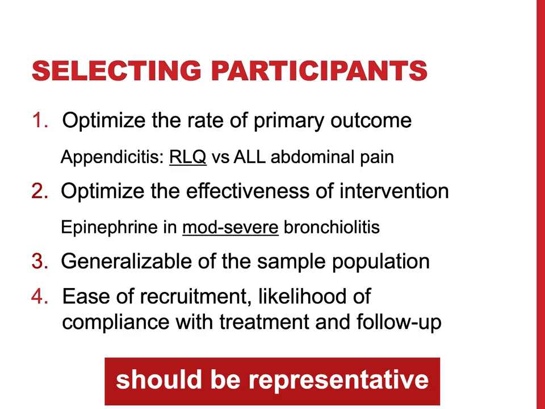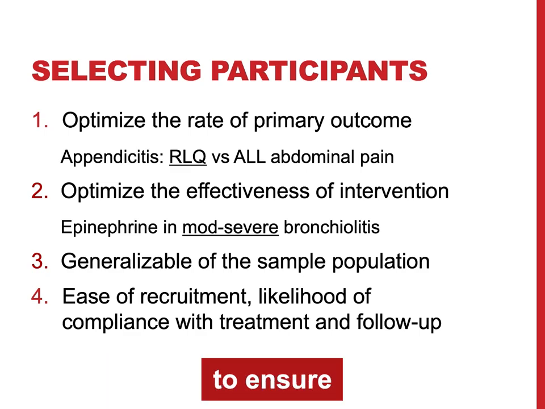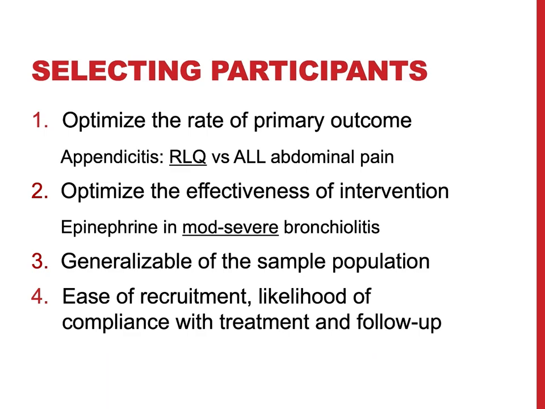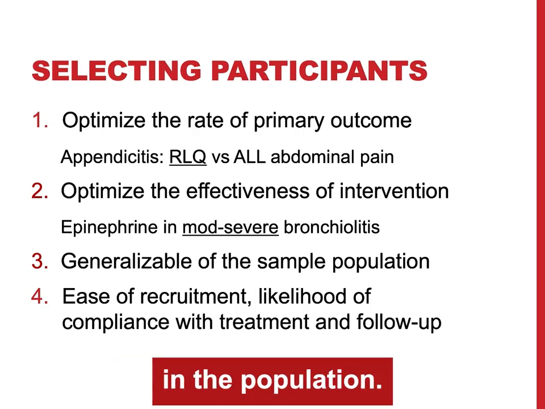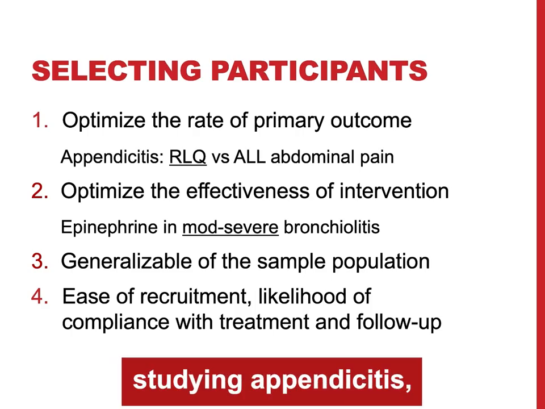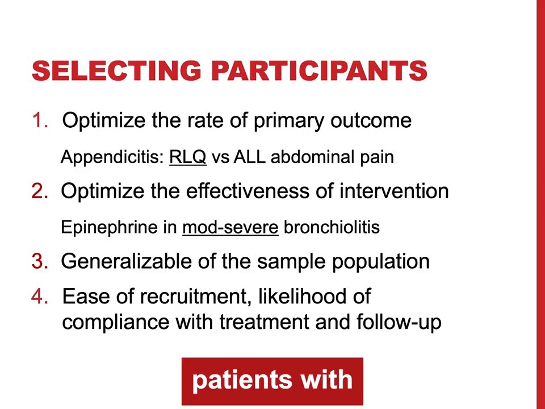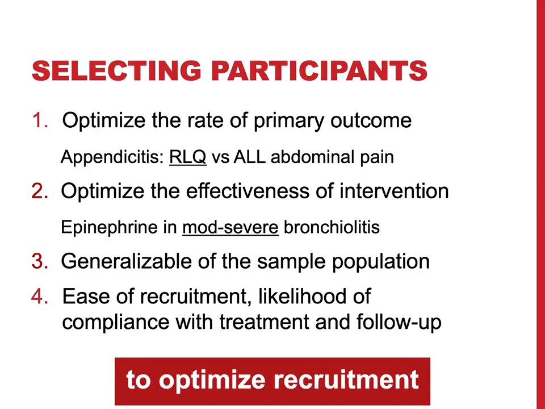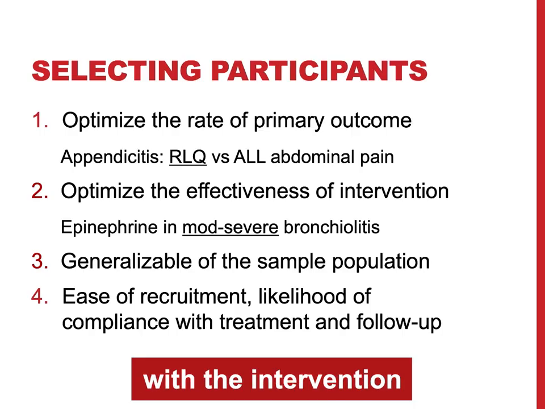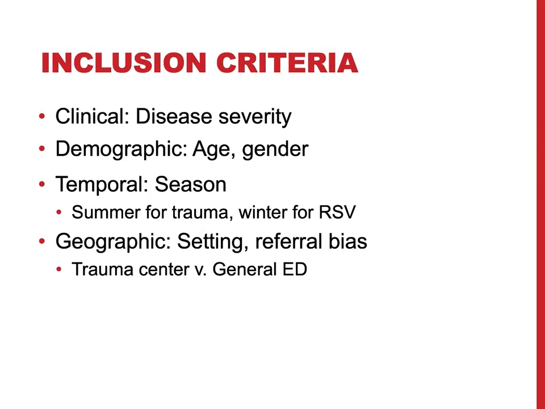The sample should be representative of the target population to ensure generalizability. In general, a sample population should have the spectrum of disease in the population. For example, if you're studying appendicitis, you would include patients with and without perforation. Patients should be selected to optimize recruitment and ensure compliance with the intervention and follow-up.